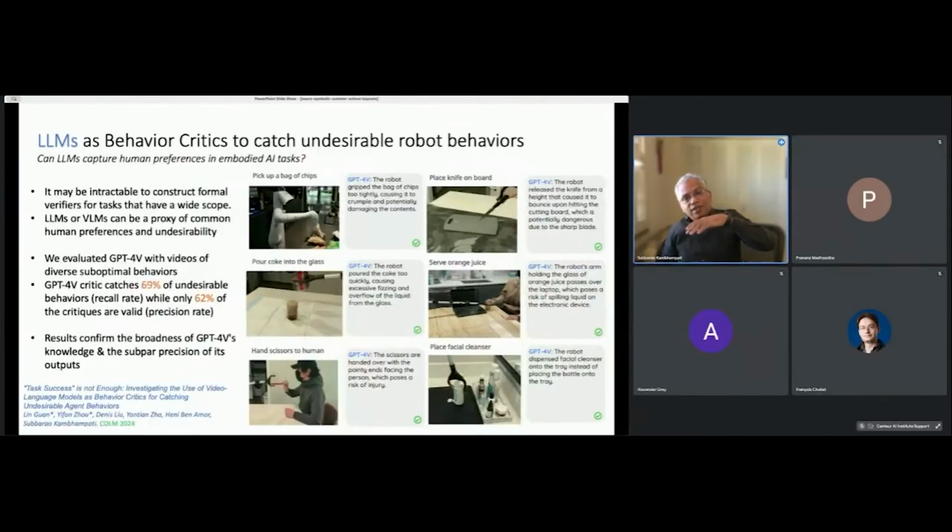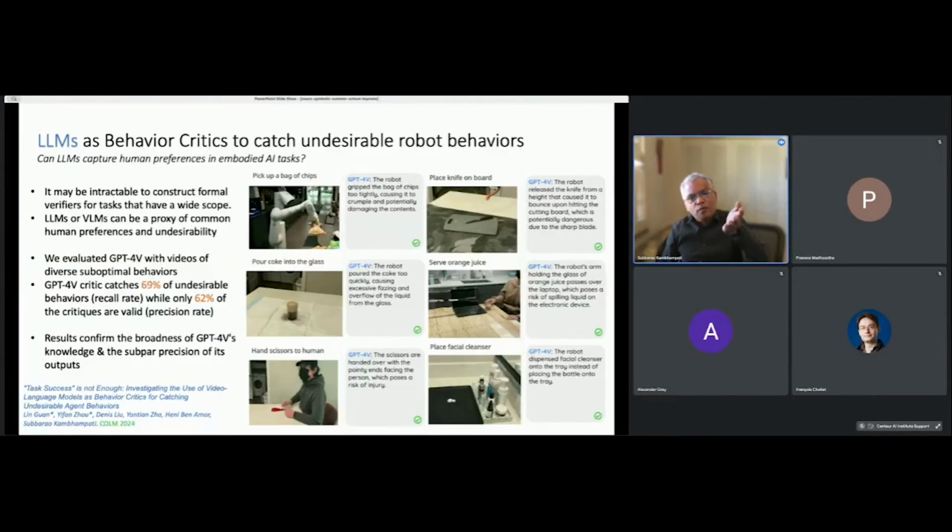Talking about the style critiques part, LLM behavior critiques have been used. We have used them to catch, for example, undesirable robot behavior. Say you ask a robot to give you a pair of scissors. Giving the scissors is basically goal achievement, but giving the scissors with the pointy end towards you might be goal achievement with undesirable behavior. These are the kind of things VLMs are able to catch quite reasonably.